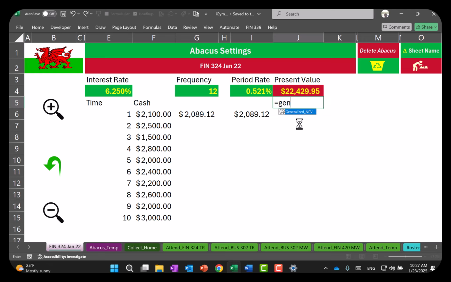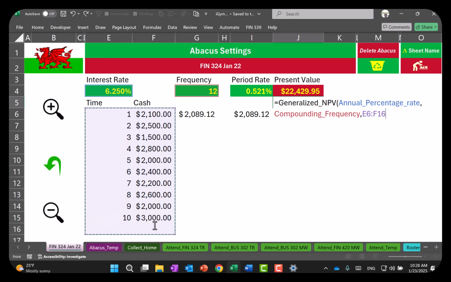Oh, by the way, you're thinking giving long names to functions may be counterproductive, but whenever you're writing a formula, start with the first few letters. It gives you the whole list. Double click on that, you get that. In this case, interest rate, frequency, and these. I could have also named that range, which I chose not to.